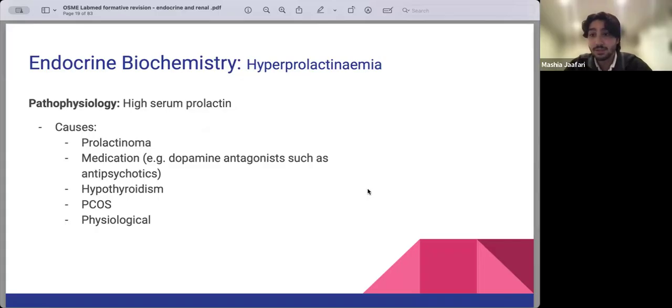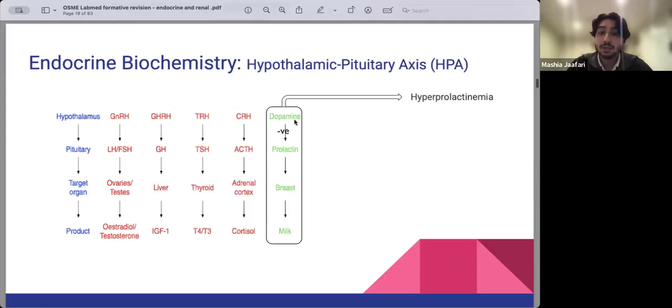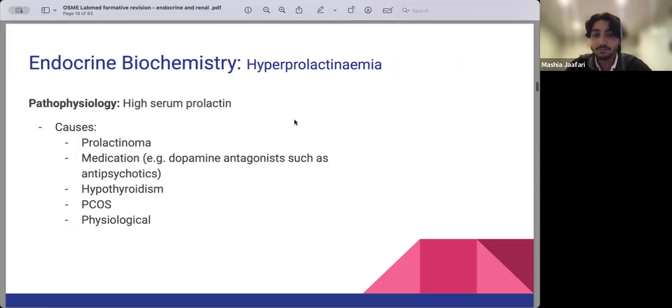It can be caused by medication, so most characteristically antipsychotics, which inhibit the dopamine axis. And as we know, this is the only axis that has inhibitory regulation, where dopamine inhibits prolactin release. So if you have dopamine antagonists, you get high prolactin. Hypothyroidism can lead to high serum prolactin, and we'll talk about that very shortly because there's a good diagram coming up which will show us why. And it can be physiological in pregnancy.